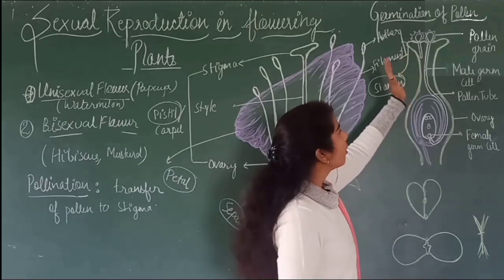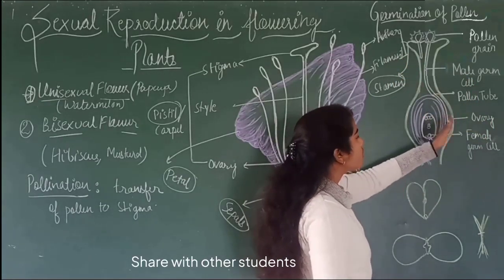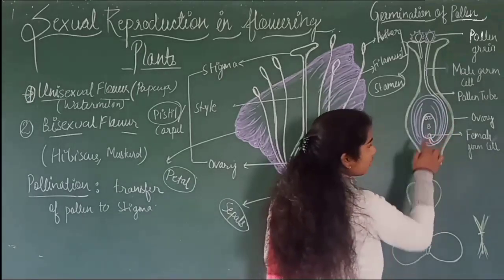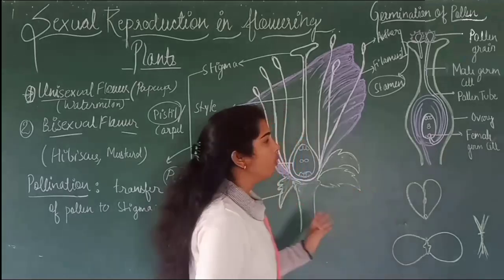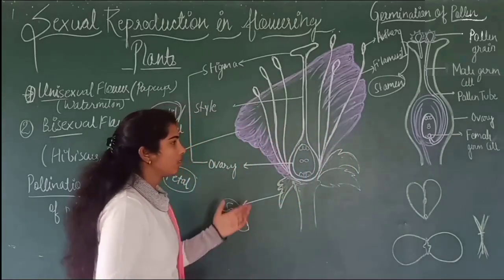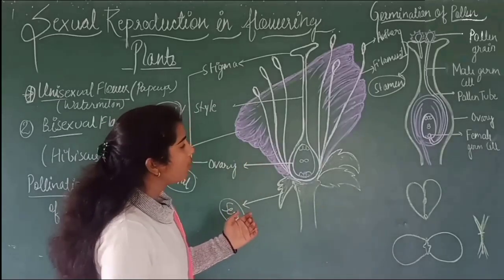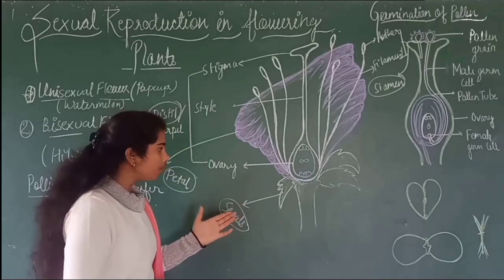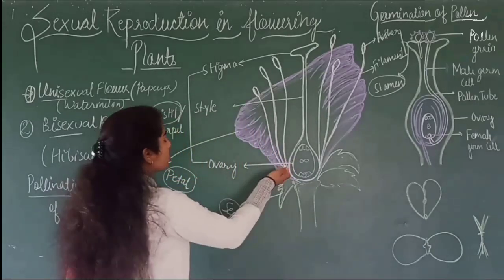They form the pollen tube. Inside the pollen tube, the male germ cell is present, and this male germ cell reaches the female germ cell or the egg cell and forms the zygote. The zygote has the ability to become a new plant, and it further develops into the new plant.